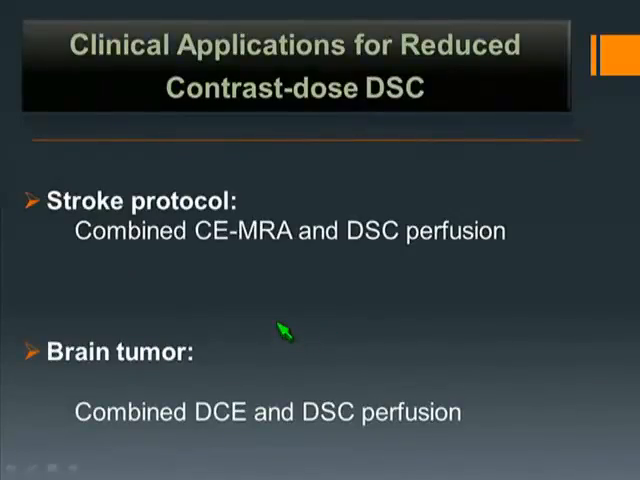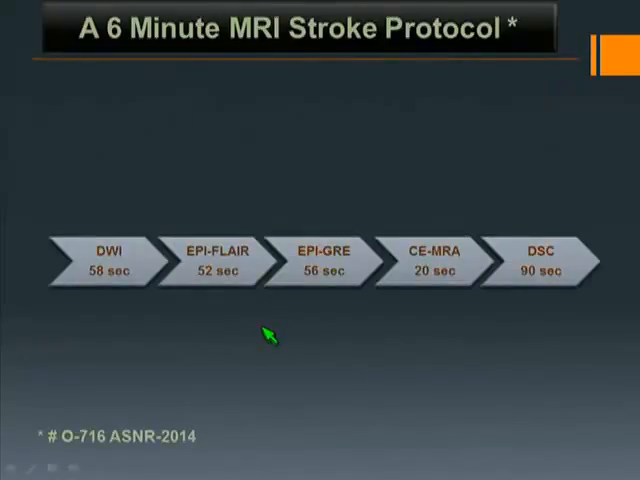So I'm going to talk about the clinical applications for which we're using this low-dose DSC perfusion. We really use it at this point for two main clinical protocols, one for stroke imaging, the other one for brain tumor imaging. So at our institution, we have a 6-minute MRI stroke protocol.